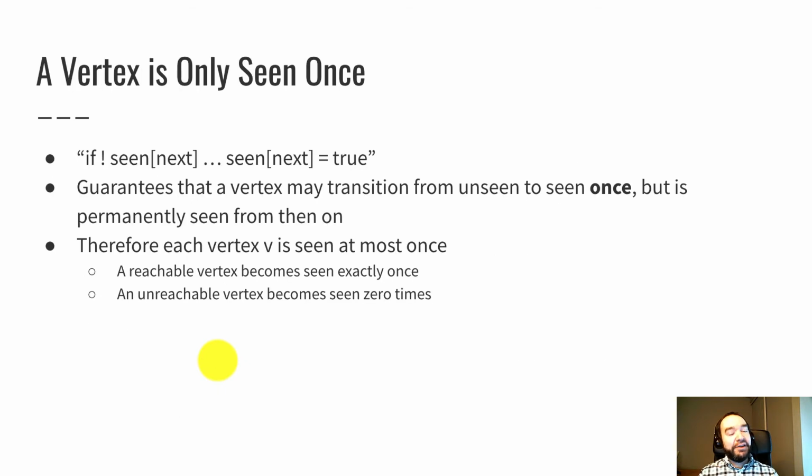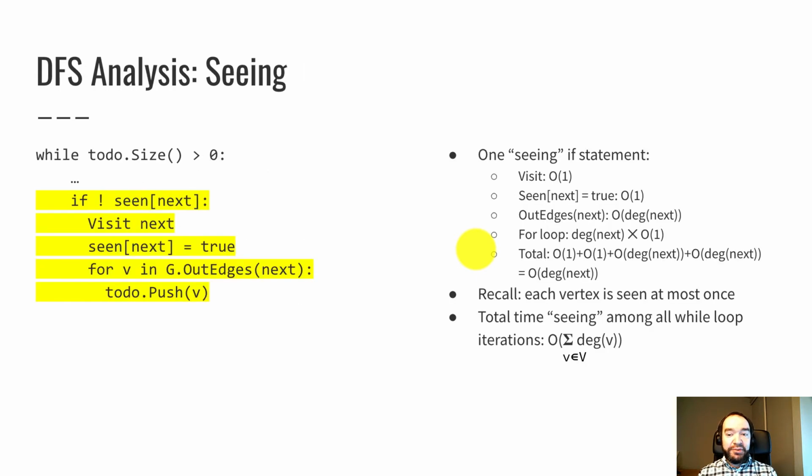You start out unseen, you get seen once. That's the end of the seeing for that particular vertex. So that means that a vertex can only do that transition once, from unseen to seen. That means every vertex V is seen at most once. A vertex might never be seen if it's unreachable, but if it's reachable, it gets seen once, and that's the end of it, never multiple times. So that's important to our analysis here. That means that this seeing process happens once per vertex in the worst case, maximum of once per vertex, not any more than that. So let's analyze how much time one of those seeings takes, and then we'll work out how much it takes for the whole algorithm.